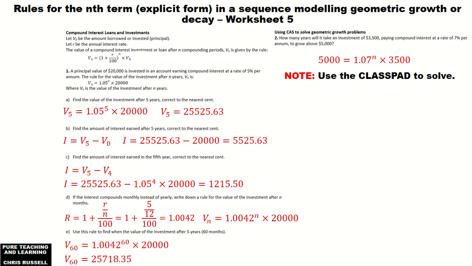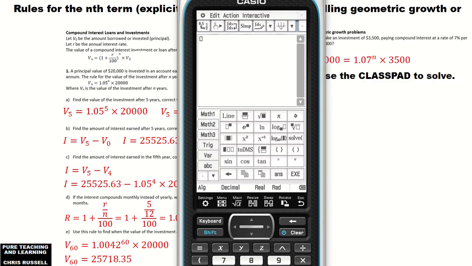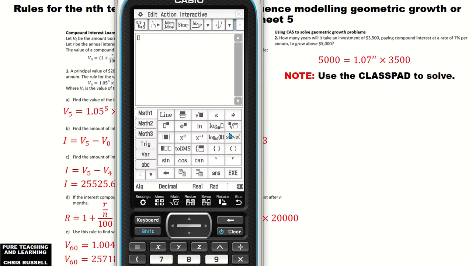Now we can use the ClassPad to solve. So here's the ClassPad. I'll bring it up here. We can use the solve function, type in 5000 equals 1.07 to the power of, it doesn't have to be n, we can make it x this time, and multiply by 3500 and comma the variable we want to solve and execute.